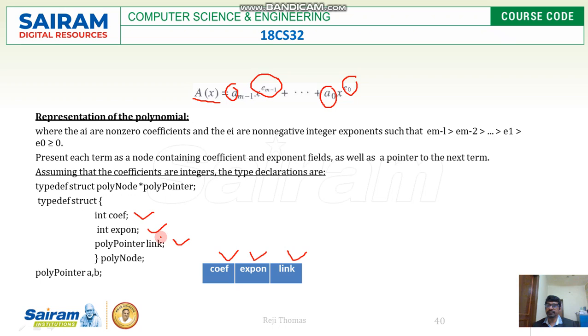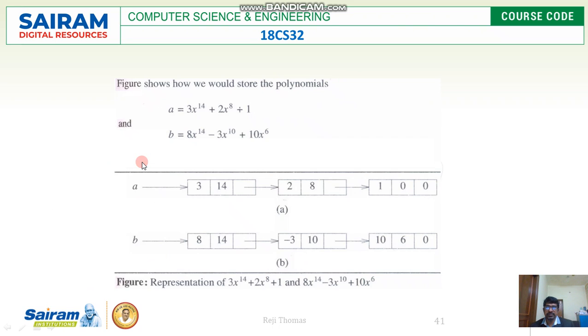And look at the link. Link is a self-referential structure. It's a pointer to the same node. So you look at this. We have taken a type of struct polynode, polypointer. Polypointer is a pointer type, polypointer link. And polynode, please remember, is a type which the user has created, and for that you can create variables. This is the normal way we create it. So let us see more about this.